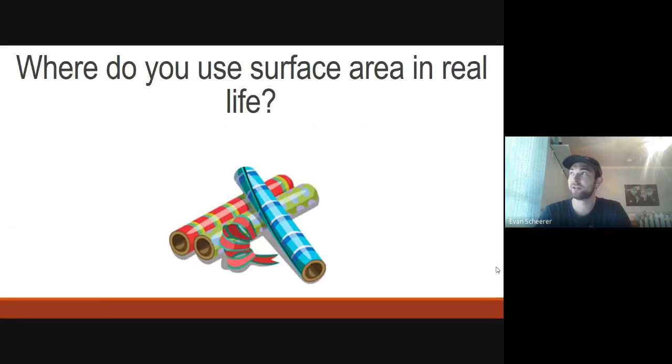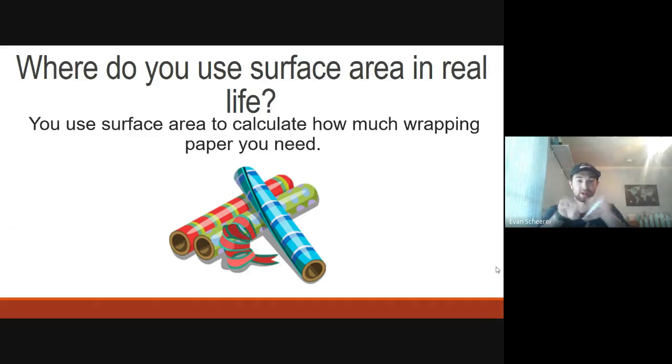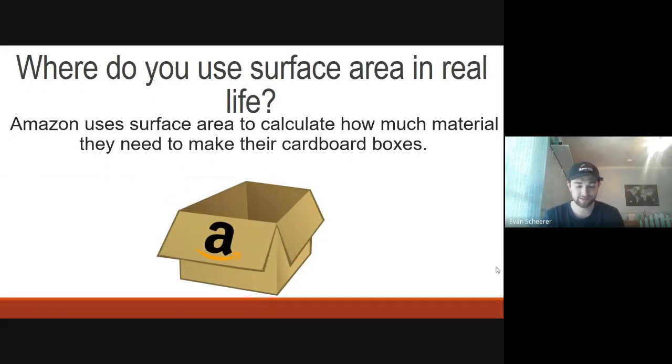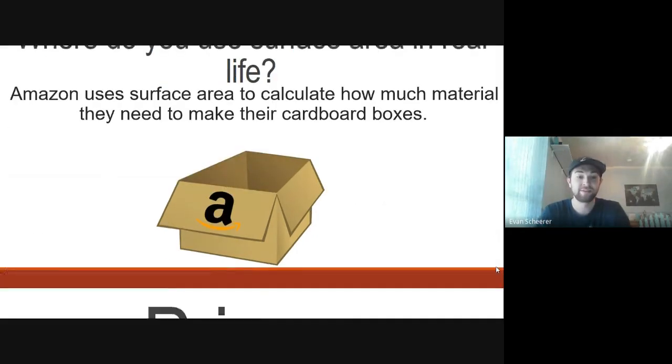Where do you use surface area in real life? Probably the most you use it is with wrapping paper, right? When you're wrapping a gift, you need to cover the entire outside, right? It doesn't look good if you're missing a little piece, or if you use way too much. You want to use the exact perfect amount. That's going to be your surface area. You also see Amazon boxes use it all the time because they have a box, and a lot of times, not always, the box fits perfect, right? They calculate that box and how much material they need to make the cardboard boxes. That's the surface area because that's the outside of the figure.